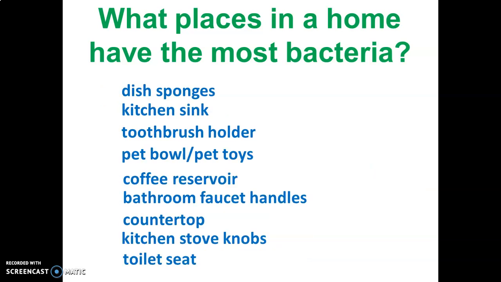Here's the list sorted from most to least. You might be surprised to see the toilet seat is on the bottom of the list. That's the least bacteria. But dish sponges and the kitchen sink actually have the most. And your toothbrush holder is right there in the top three. Amazing. All right, let's keep going.